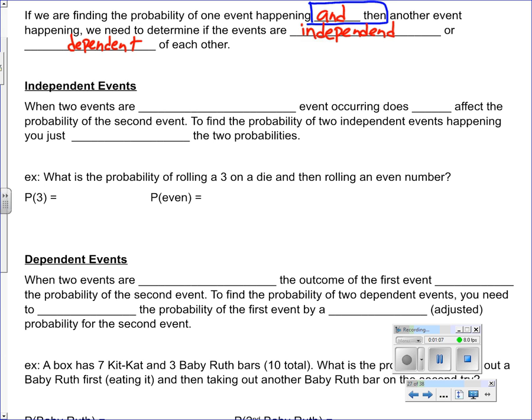So if two events are independent, one event occurring does not affect the probability of the second event occurring. So there's no correlation between them. One doesn't affect the other one. So they're independent of each other. One doesn't affect the probability of the other one happening. So if we want to find the probability of the two independent events happening, all we do is just multiply the two probabilities of those events.